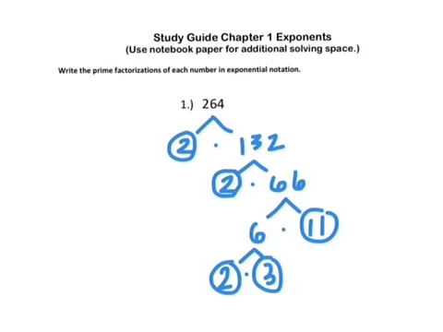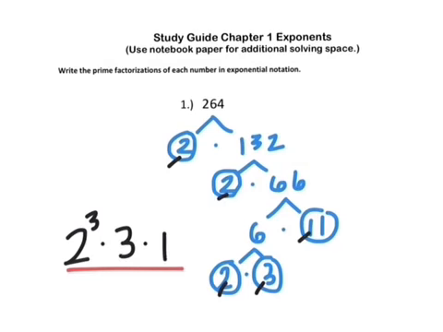Now I have to write my answer in exponential notation. So I have three 2s, so 2 to the third power, times 3 times 11. This is my final answer.